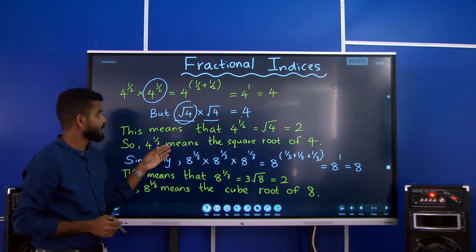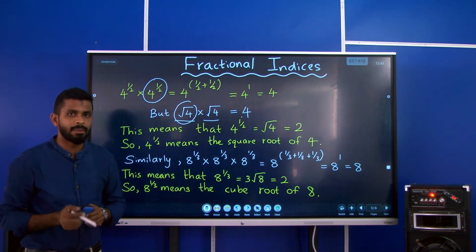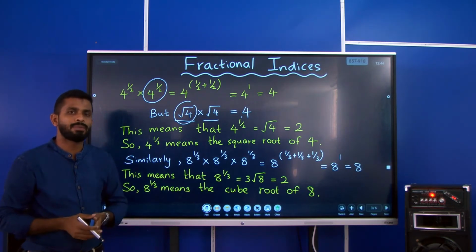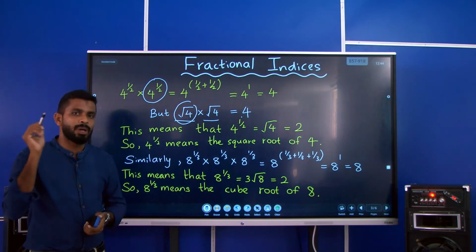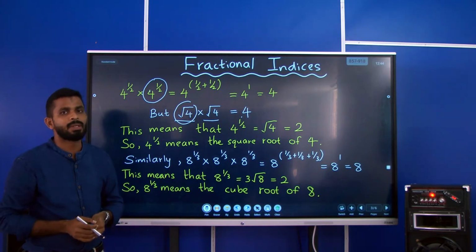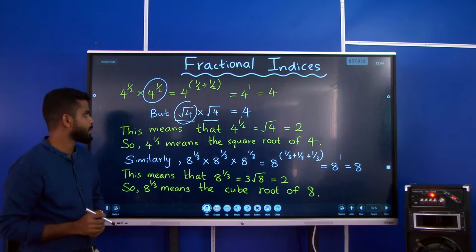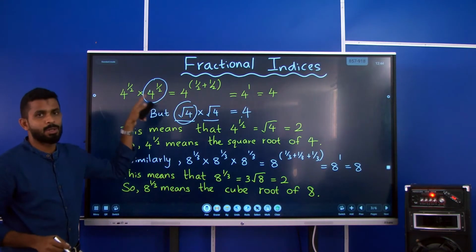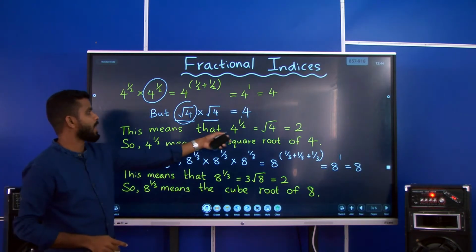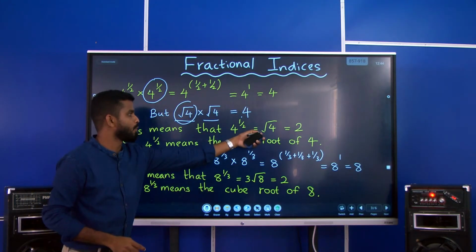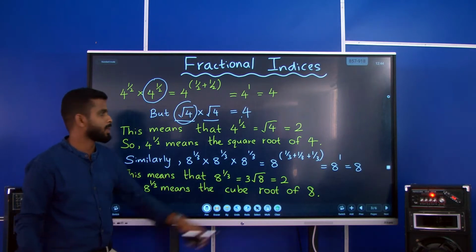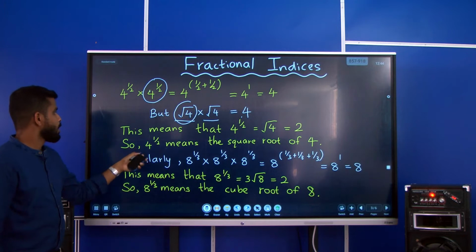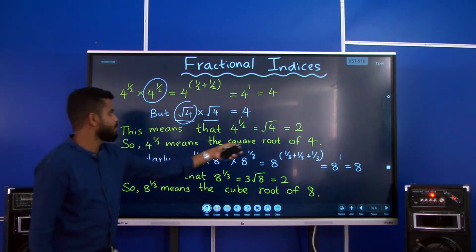Now see here, hereafter instead of the square root, if I give you a number like the square root of 2, you can even say 2 to the power half. That also equals the square root. This means that 4 to the power half is equal to the square root of 4, which in number is equal to 2. So 4 to the power half means the square root of 4.